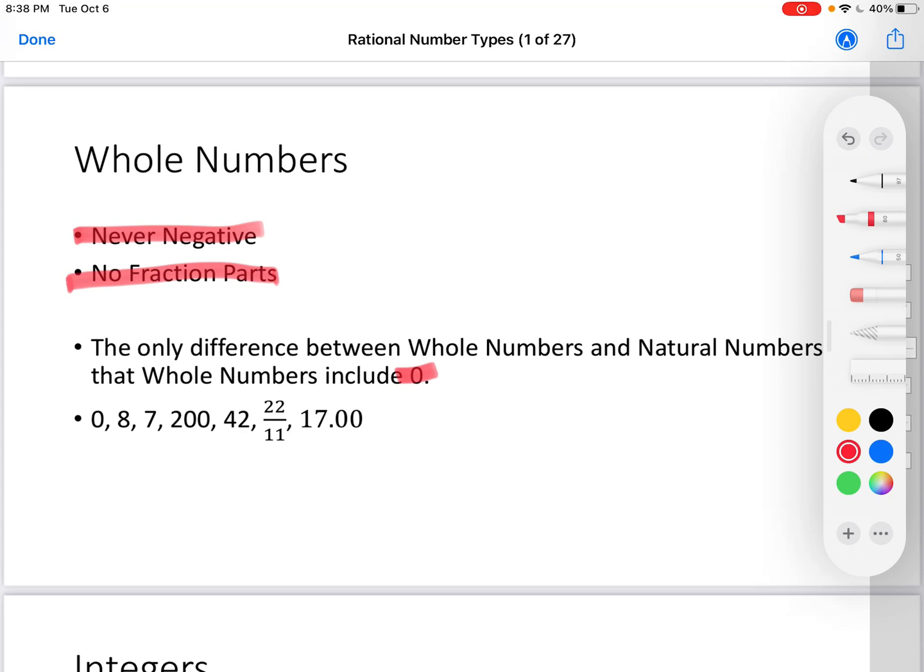Whole numbers are 0, 1, 2, 3, 4, 5, 6, etc. 0 is part of the whole numbers. It is not part of the natural numbers. It is the only whole number that is not part of the natural numbers. So 0 is a whole number. They are also integers because they have no fraction parts. They are also rational because I can write them as a over b.